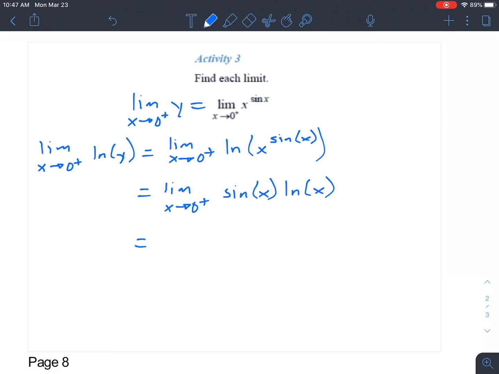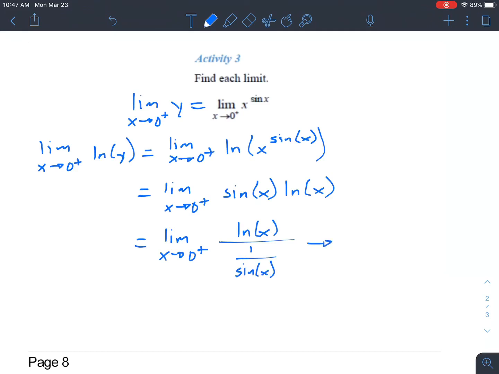And in order to do L'Hopital's, we need a fraction. So we have two options. We can either do 1 over natural log of x and move that to be underneath sine, or we can take sine and move it underneath natural log. And I think this is going to be the better option, turning sine into its reciprocal. So we're going to get limit as x goes to 0 from the right hand side, natural log of x over 1 over sine of x.